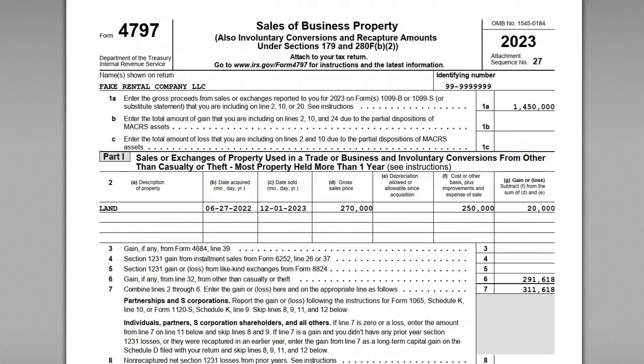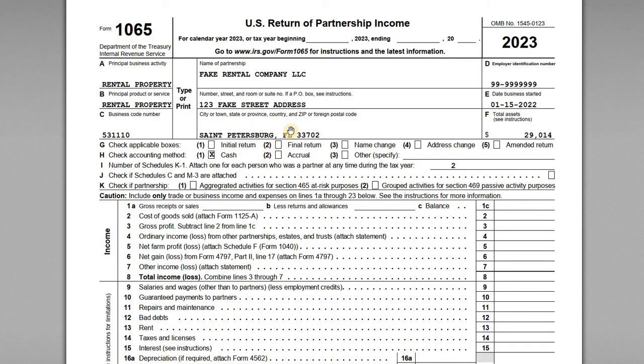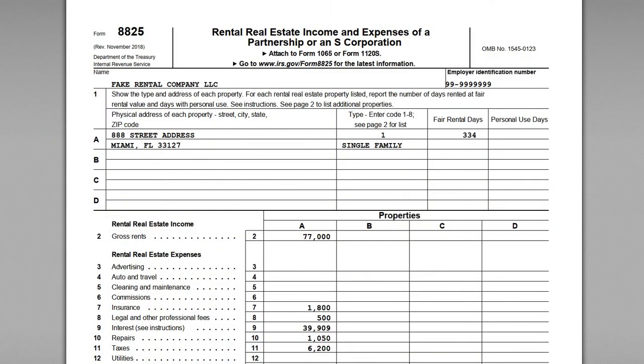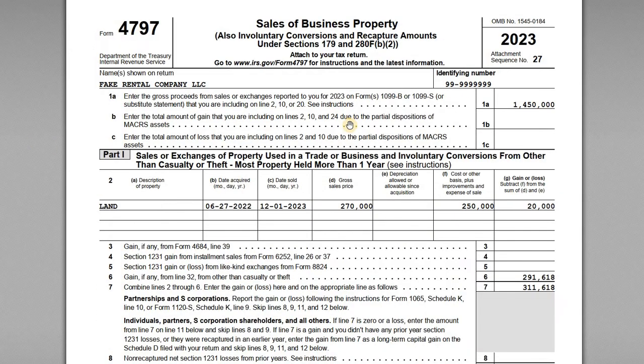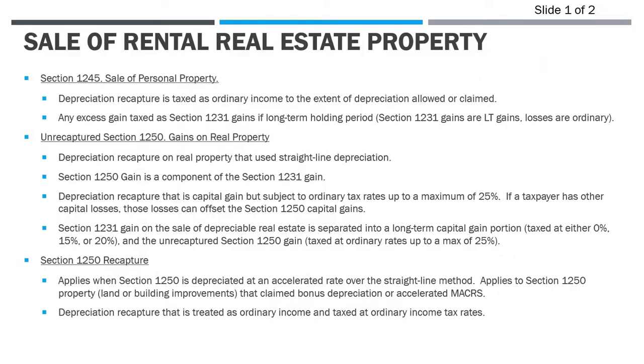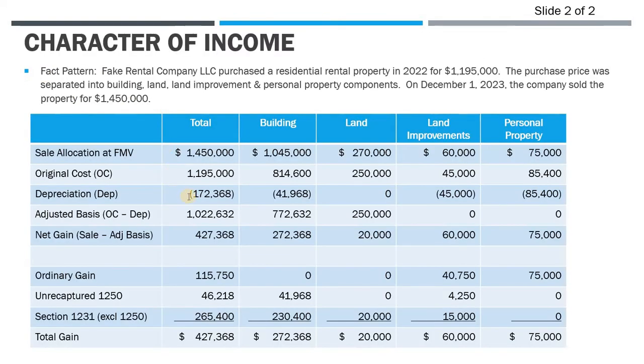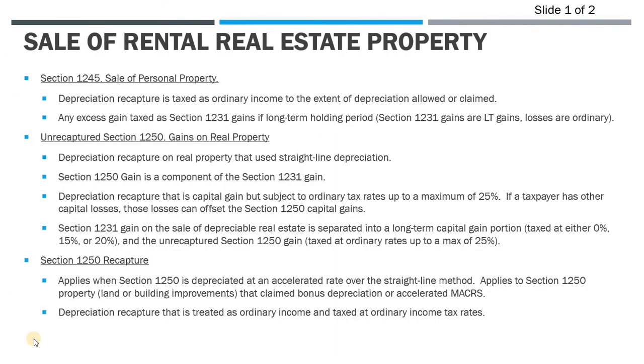So this is part of the full 1065, so we'll go over the 4797, the 8825, where we report the rental income and expenses, and then of course the 4797 as well. And then I've also got just 2 slides here covering some background on the different types of gains. So this is slide 1, and then slide 2 has a summary of the different types of income and the allocations across all the properties. I'll cover that in more detail as well.